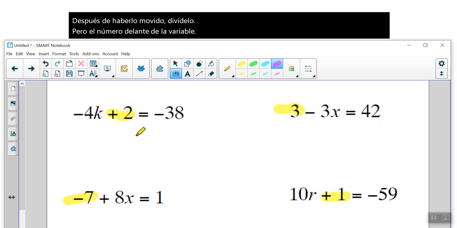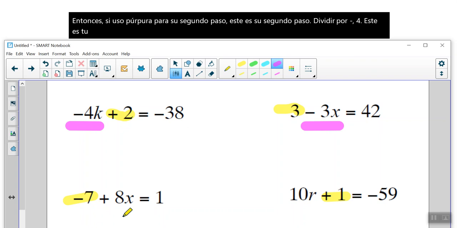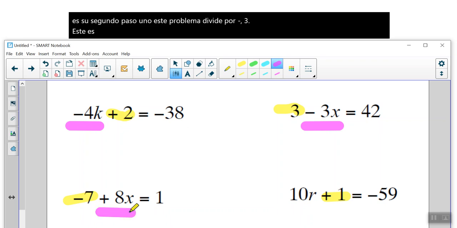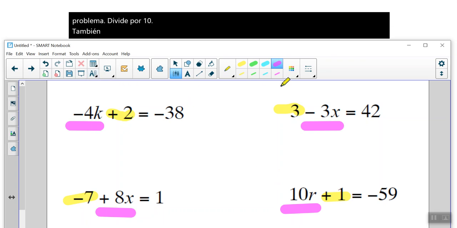So if I use purple for your second step, this is your second step. Divide by -4. This is your second step on this problem. Divide by -3. This is your second step on this problem. Divide by 8. And this is your second step on this problem. Divide by 10. So do these problems in your notebook and then come get me.